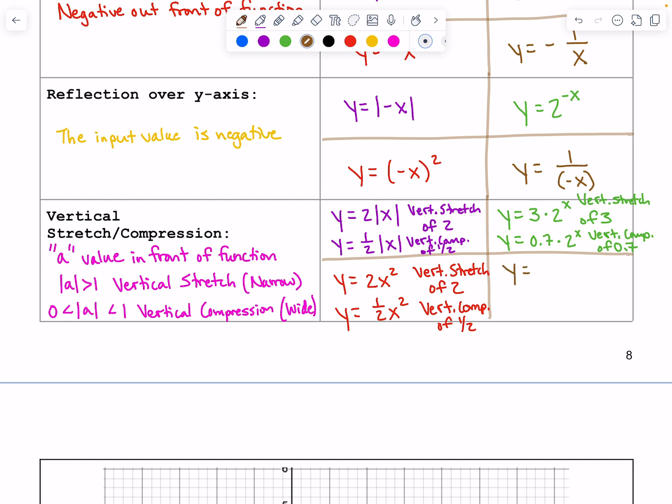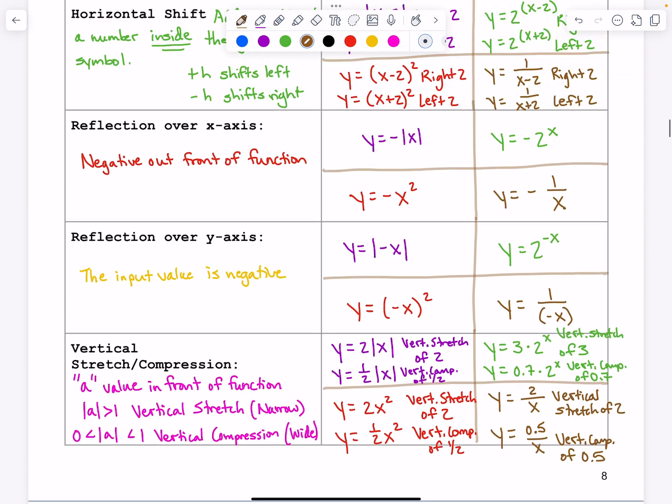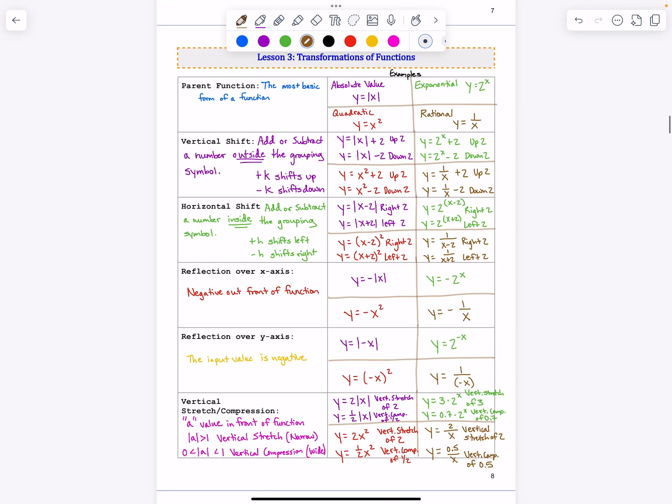So for rational, if I have a 2 in the numerator, that's considered a vertical stretch because it's normally a 1. So vertical stretch of 2. And the same thing for if it's a decimal. So if I had 0.5 over x, that would be a vertical compression of 0.5. All right, so that is it for transformation rules of functions.